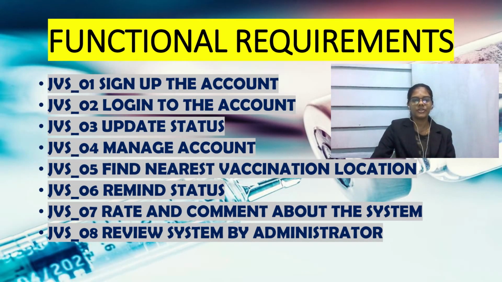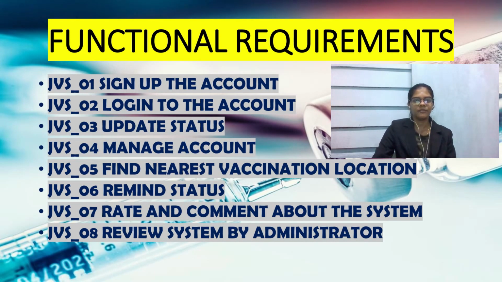Third is JVS03, update status. Here the user should be able to update the details. The user can edit their details. The user will submit and the updated details will be automatically saved. The system should prompt a message that data is edited, or no changes. The user can view the updated details. The system should display the user details.